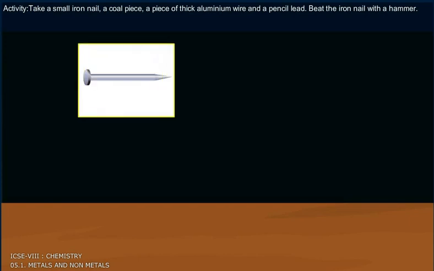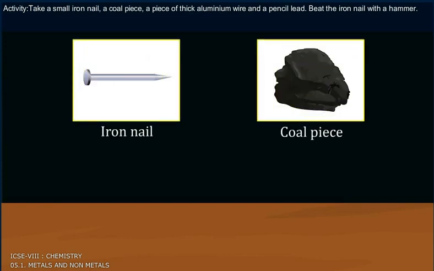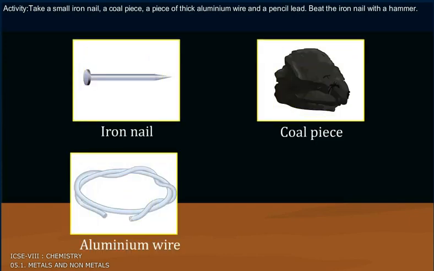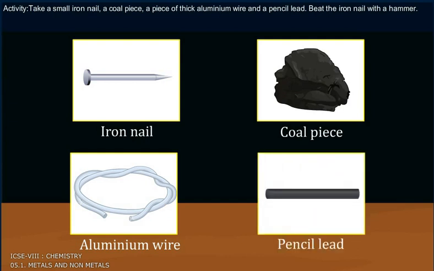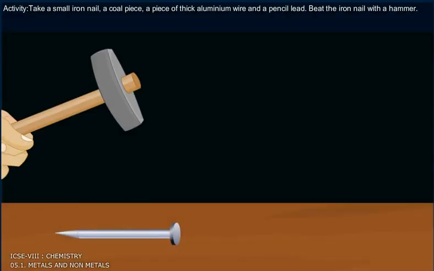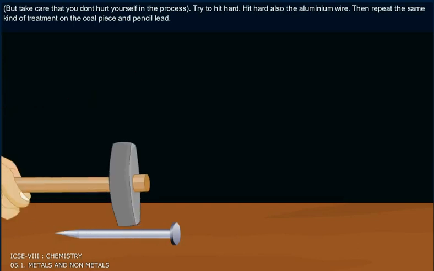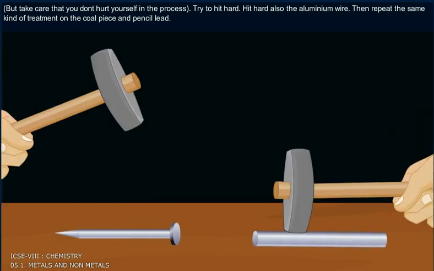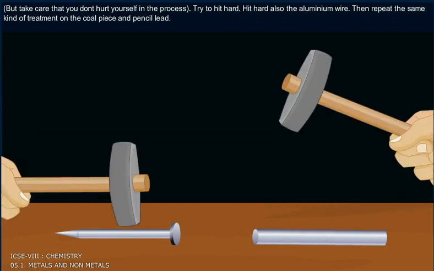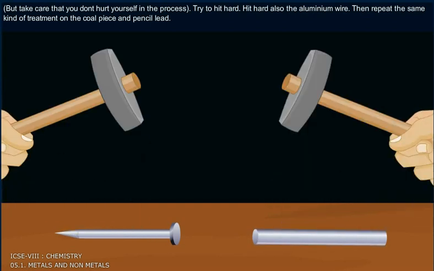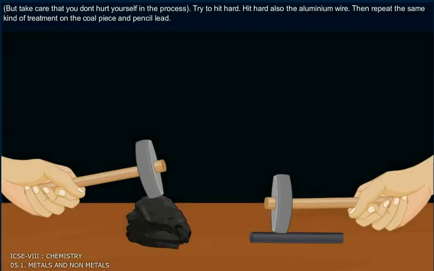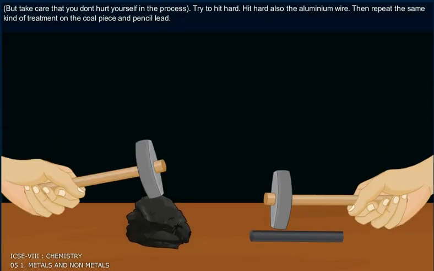Activity. Take a small iron nail, a coal piece, a piece of thick aluminium wire, and a pencil lid. Beat the iron nail with a hammer, but take care that you don't hurt yourself in the process. Try to hit hard. Hit hard also the aluminium wire. Then repeat the same kind of treatment on the coal piece and pencil.